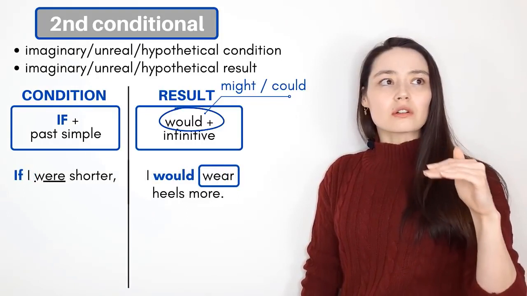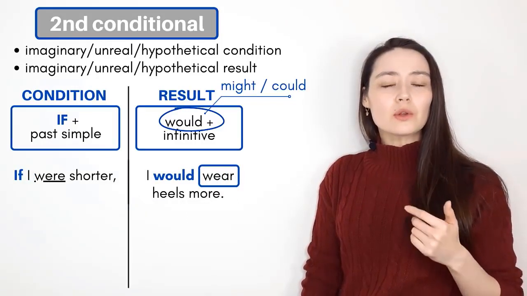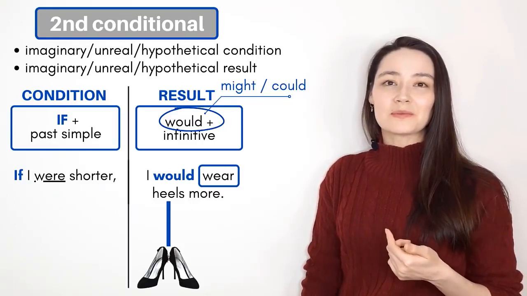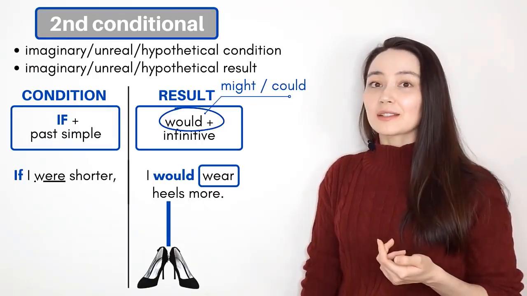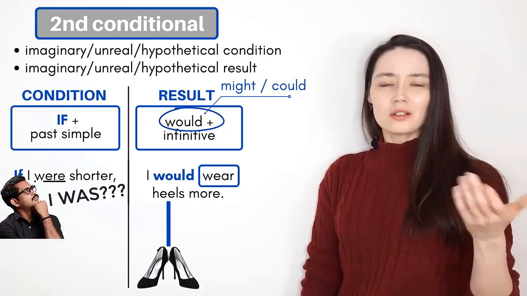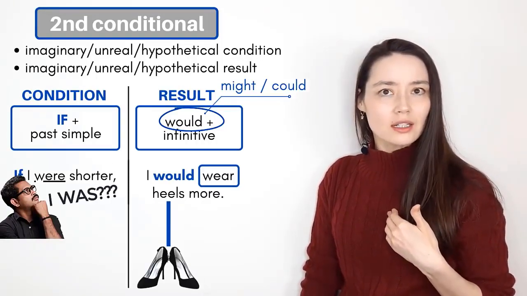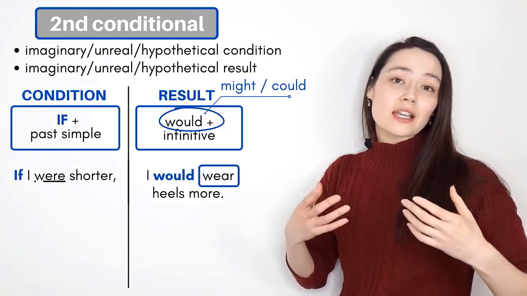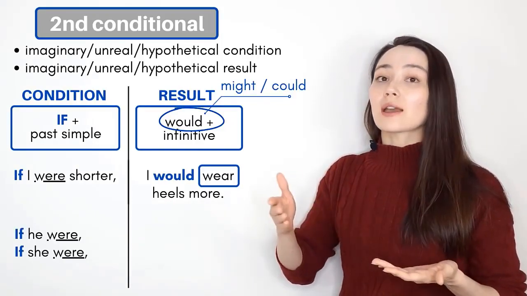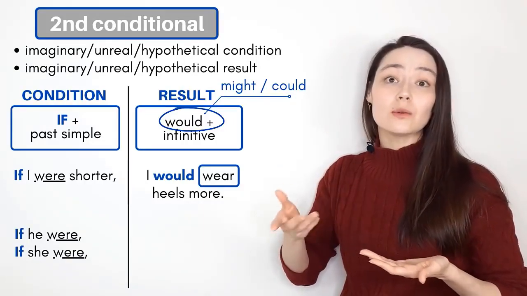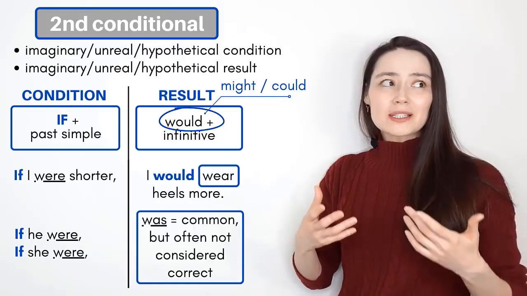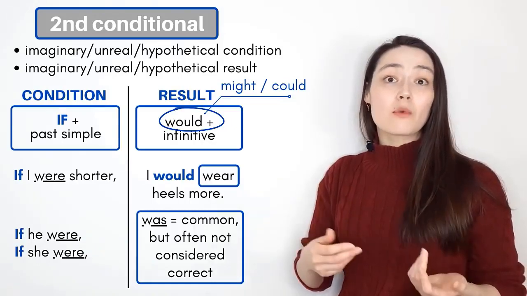If I were shorter, I would wear heels more. If plus past simple, would plus infinitive. Now, why am I using were? Were, I was, right? When it comes to the second conditional, we often use were with any subject. If I were, if he were, if she were. Yes, was is also possible, but some people consider were to be more correct.